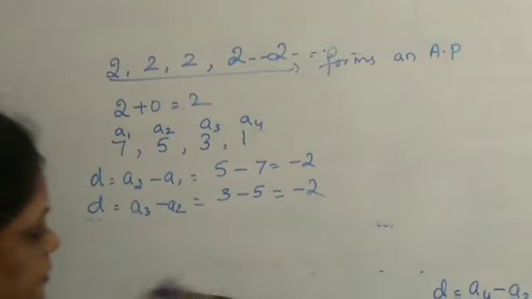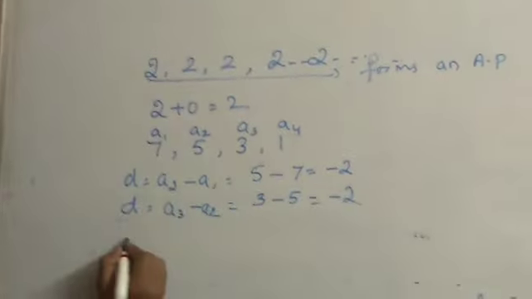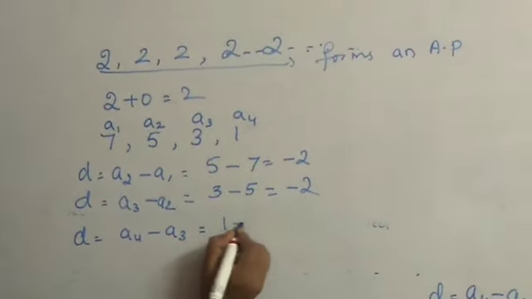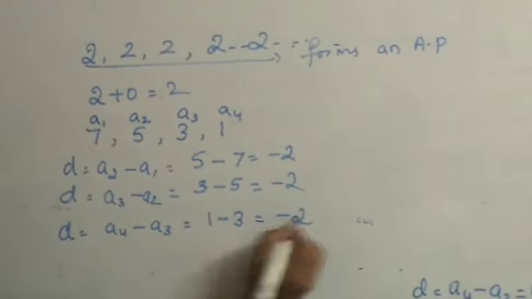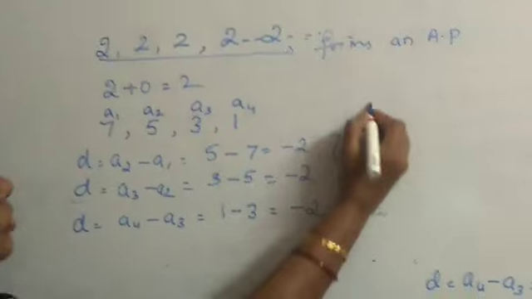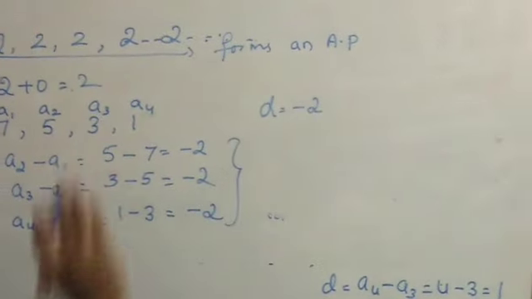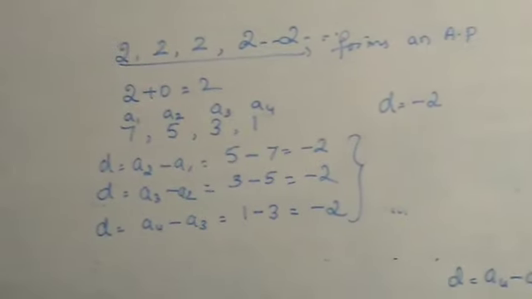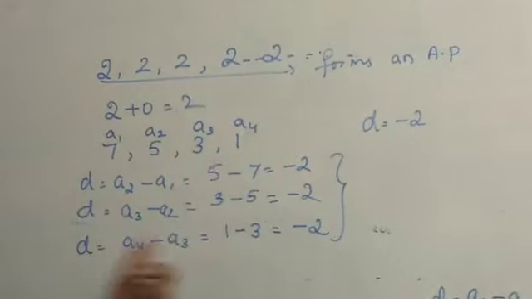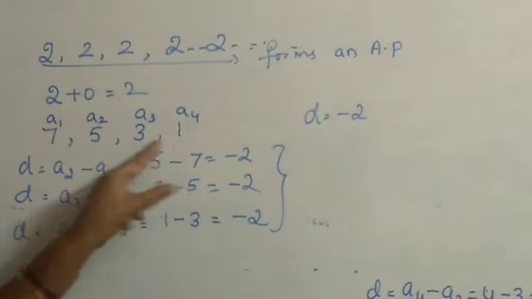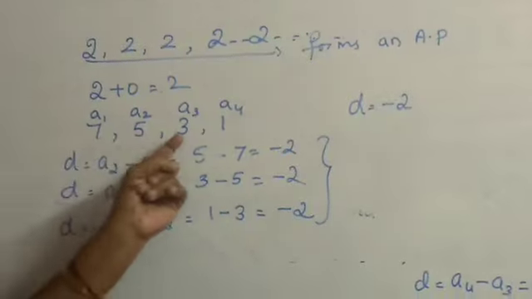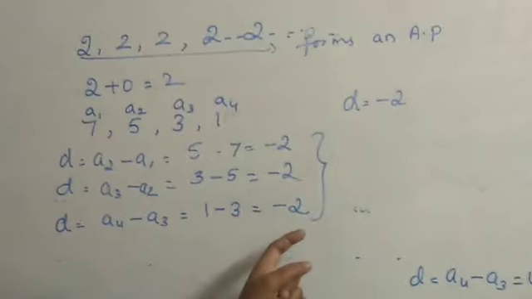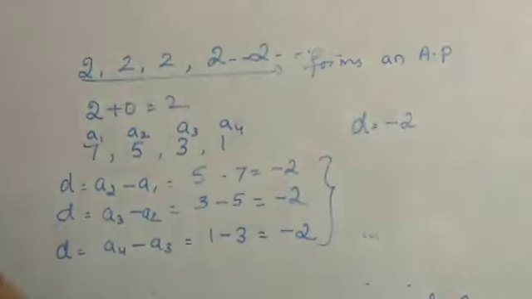Next will be A4 minus A3, that is 1 minus 3, that is also minus 2. Then what is D now? D equals minus 2. What I told? D may be positive, negative, or 0. So, is this an AP? Yes, sure it is an AP because there is a common difference: minus 2, minus 2, minus 2. Hence, it forms an AP.